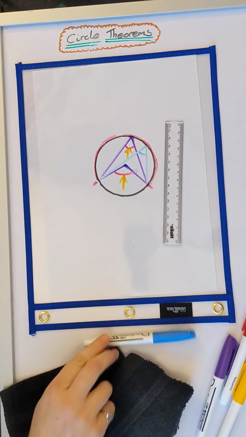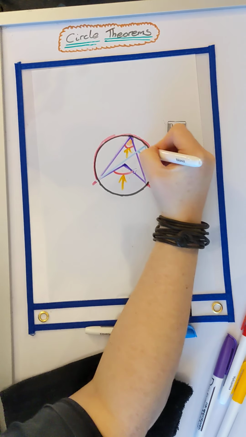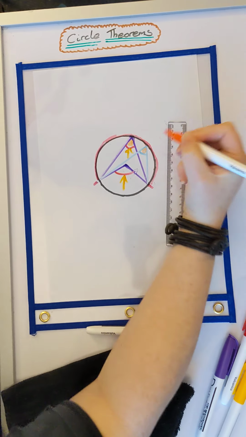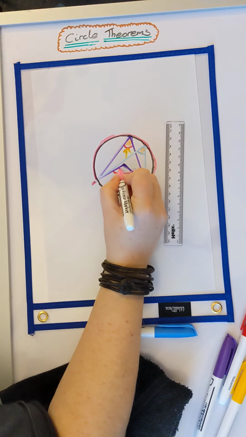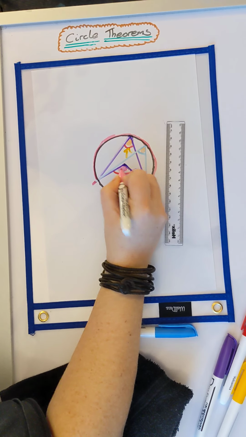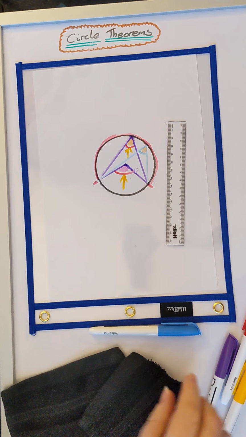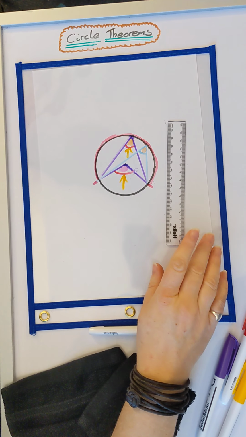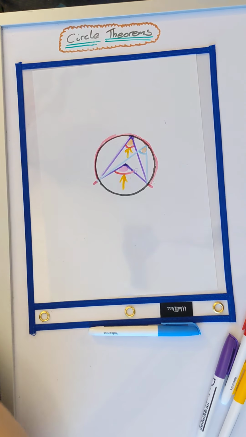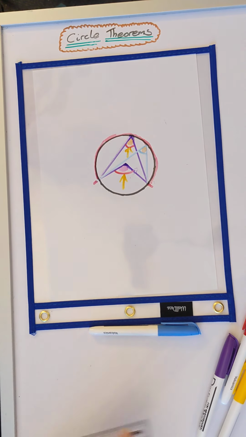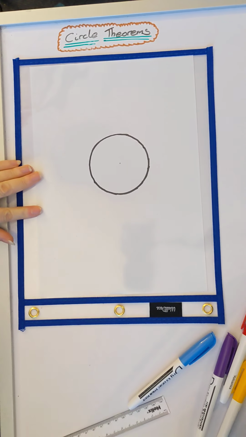So I am saying this angle and this angle are the same. This angle is twice as big. Okay. Right. Now to get on to some of the more interesting ones, but slightly less useful.